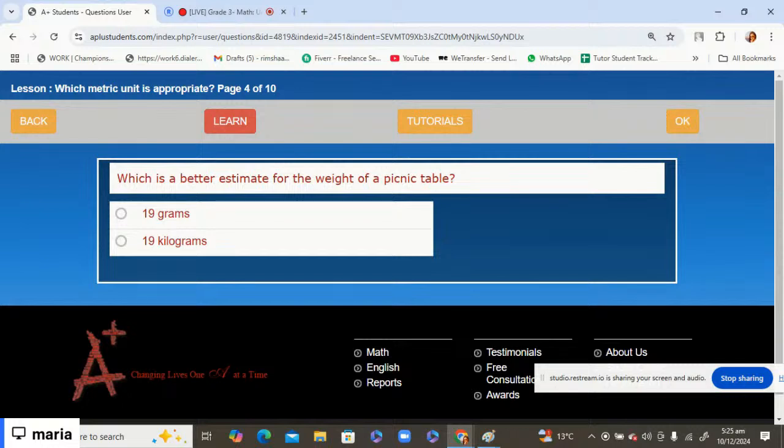Which is the better estimate for the weight of the picnic table? Weight. Now grams are involved. A picnic table is not so small that you would use only grams. So we are moving to kilograms. Okay. So it's 19 kilograms.